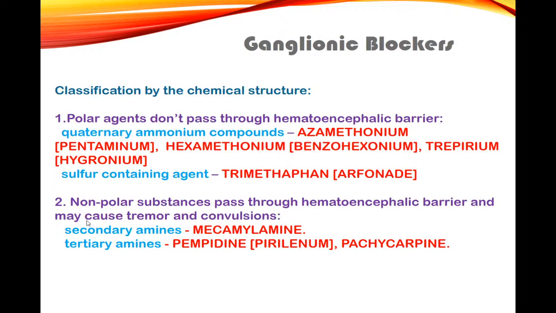And the second group, non-polar substances, passes through the hematoencephalic barrier, and in overdosage they can cause tremor and convulsions. Tertiary amines: pempidine, pirilenum, and the secondary amine, mecamylamine.